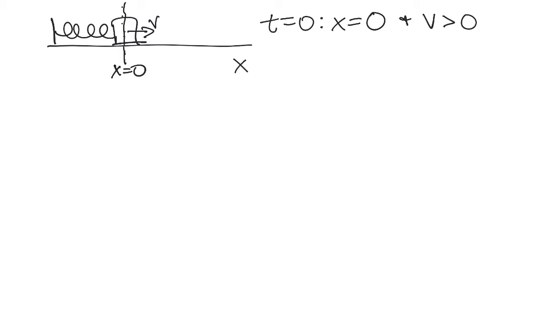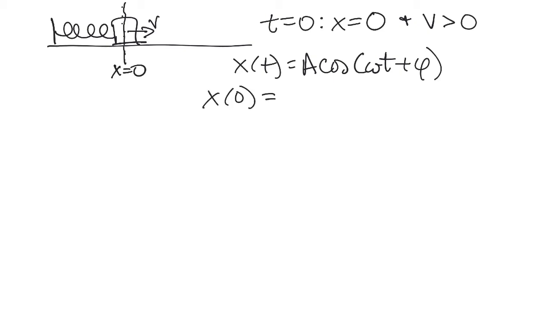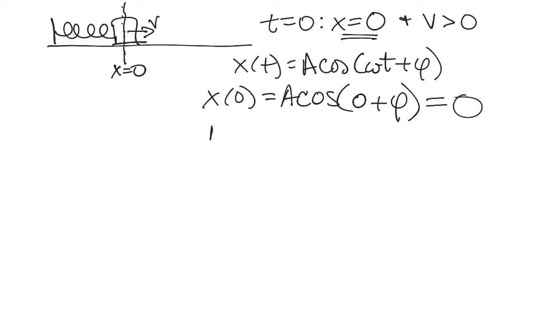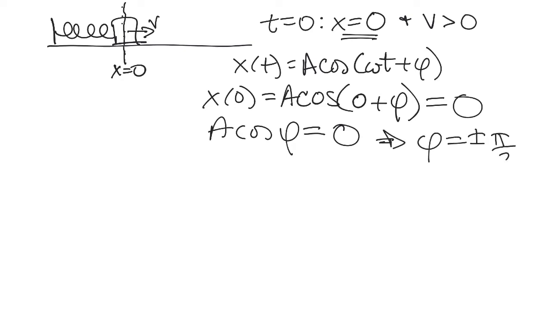And so if we take our general solution, x equals a cosine(omega t plus phi), and we apply our initial conditions, so x at 0 is a cosine(omega t plus phi), t is 0, so that's 0 plus phi. x of 0 is 0, so that equals 0. So the question is, a cosine phi equals 0. What phi is that true for? It's true for plus or minus pi over 2.